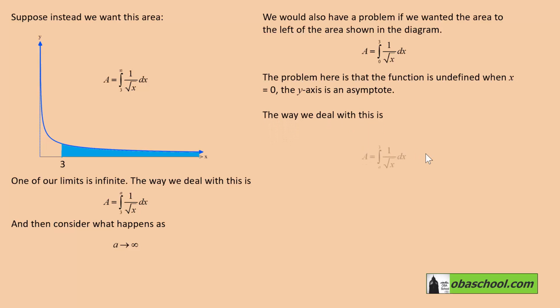The way we deal with this is to do the integral from a to 3 of 1 over root x dx, and then consider what happens as a tends to 0. Once again, this may give us a nice value. In other words, we have a convergent integral, or it may not.